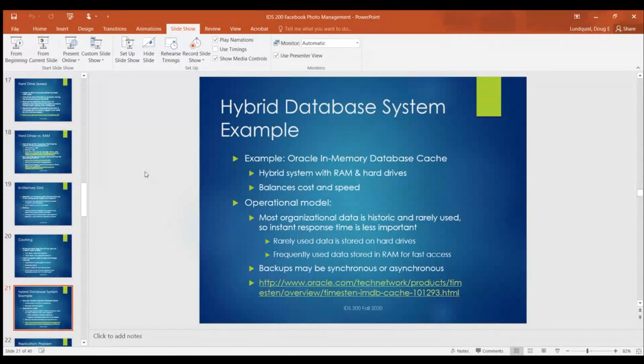Okay, and the reason why this works is that for most organizations, most of their data is going to be historic. It's going to be rarely used, so it's not that important to deliver it up quickly. And you can actually see this on Facebook, right? If you want to dig through your whole Facebook history, you can look at your profile and see all the things you've posted over a few years. The further back you scan in the system, the longer it takes to find anything, right?